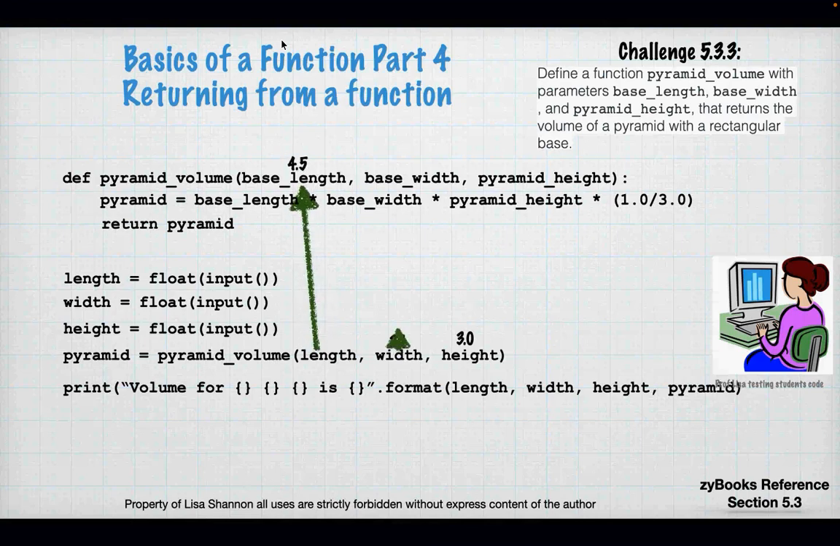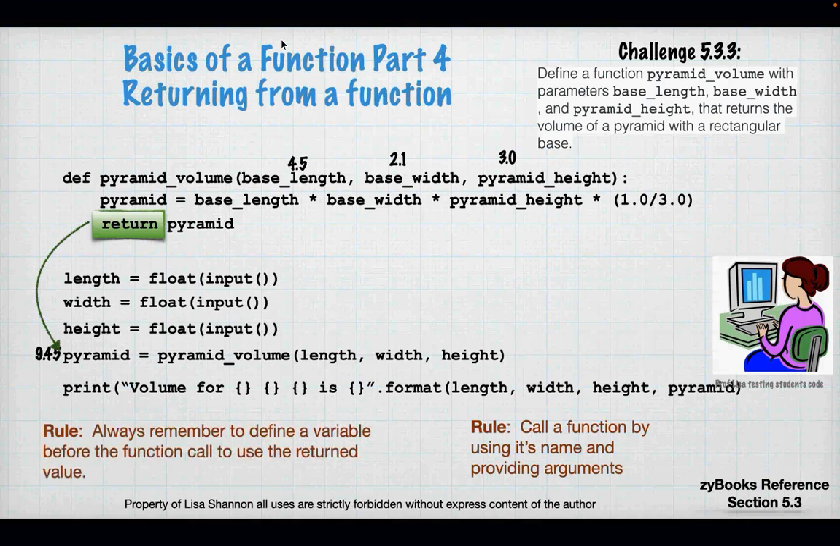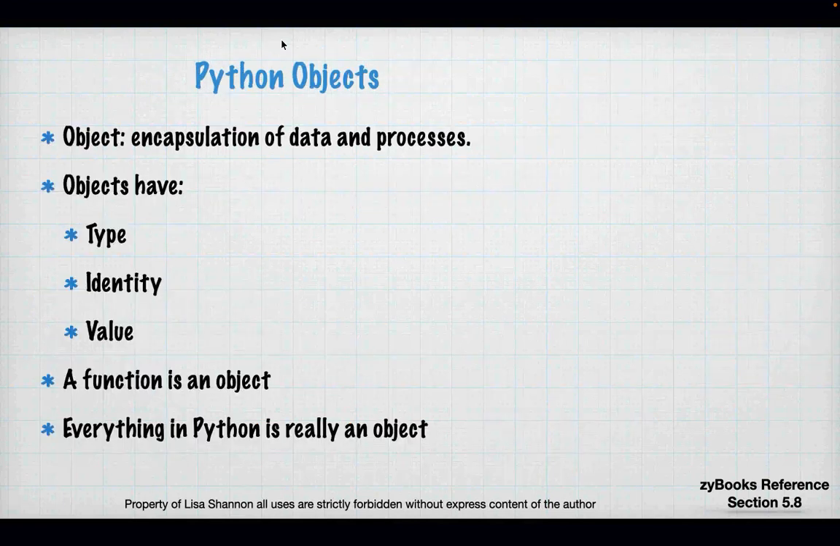So these are positional. We just send in our arguments on that call. And then pyramid volume calculates 9.45. The return means that I am now going to set the value of the pyramid variable in the global scope to 9.45, which was calculated inside my pyramid volume function. So, call a function by using the name and providing arguments. Always remember to define a variable for the function call to be used as the return value if it's going to return a value.